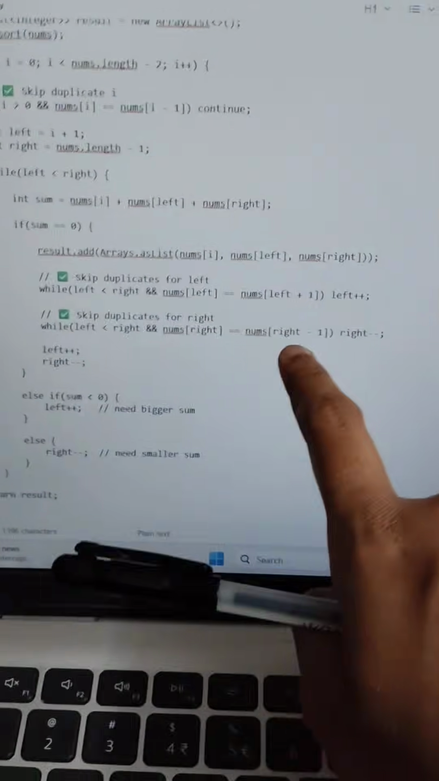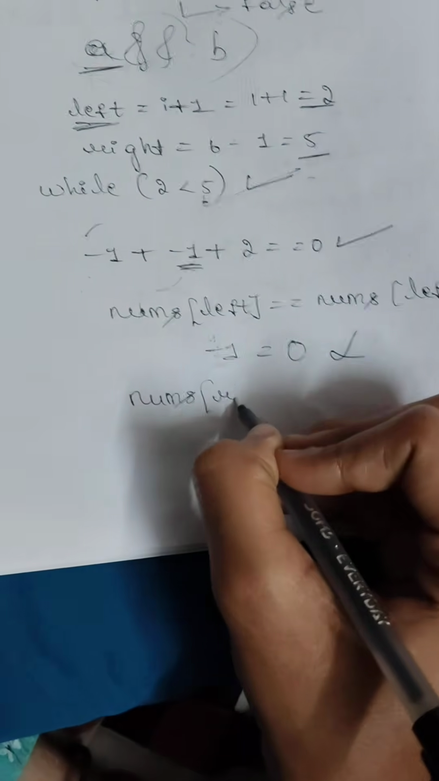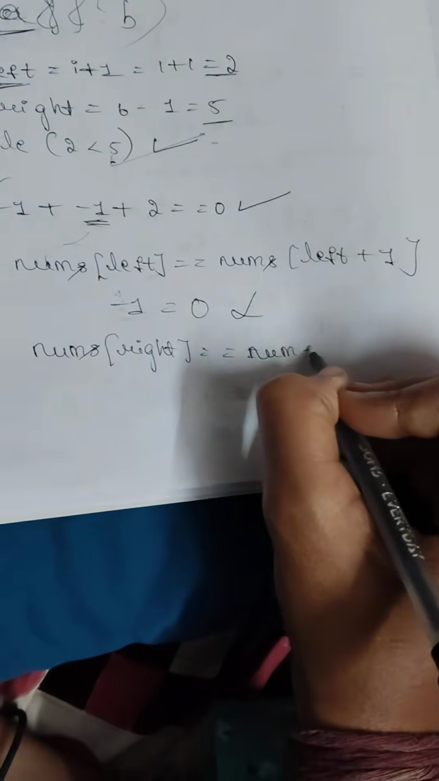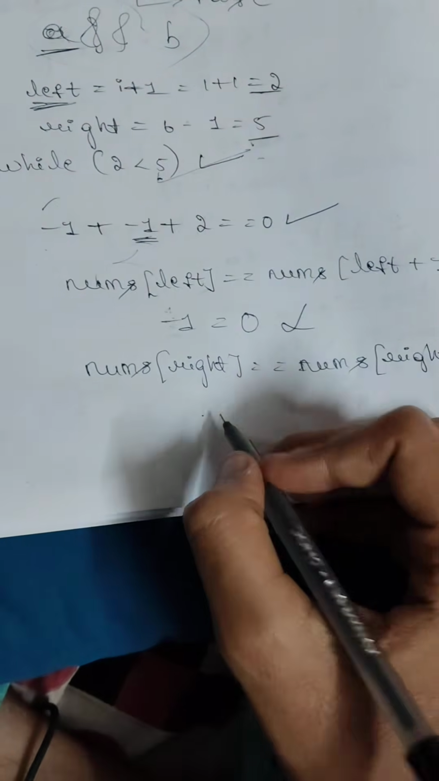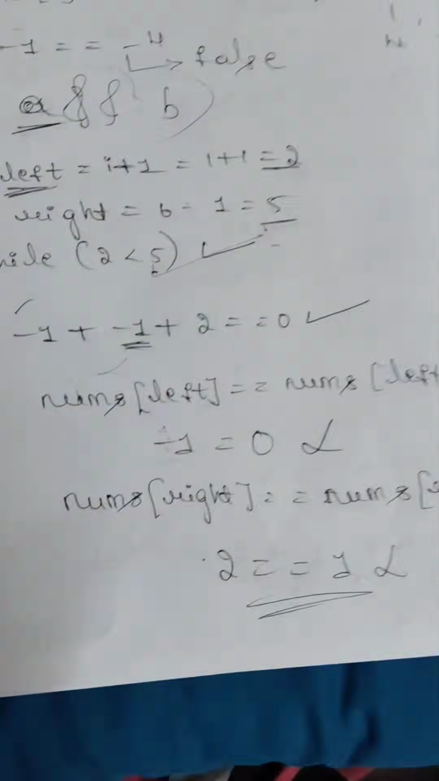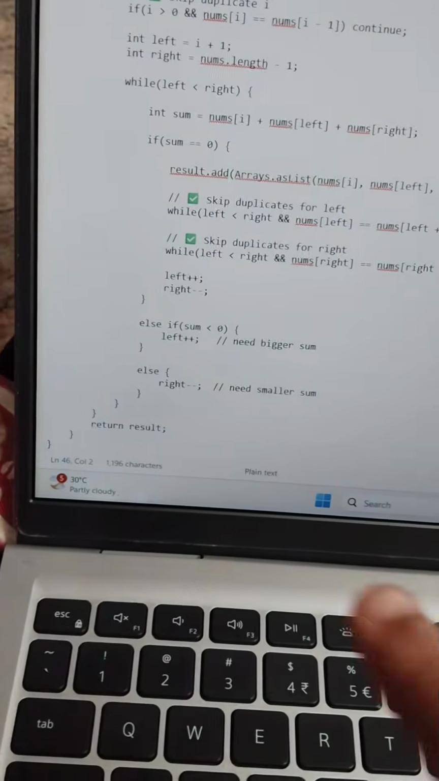Now I have to go to another while loop that is present. So nums of right, whether it is equal to nums of right minus 1. So what will be my answer? Nums of right will be equal to 2. I have to check whether it is equal to 1. False. So since both the conditions fail, I have another two statements, that is left plus plus and right minus minus. So let me just check that.